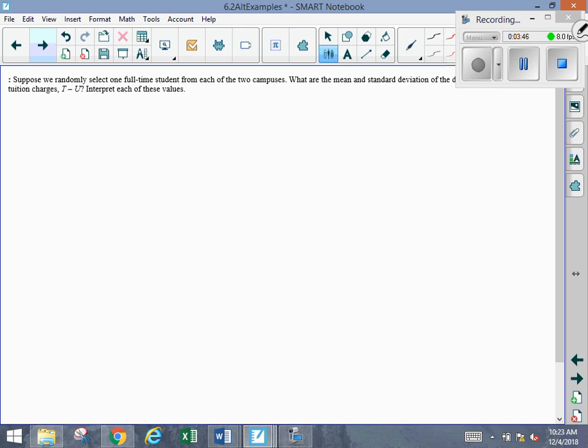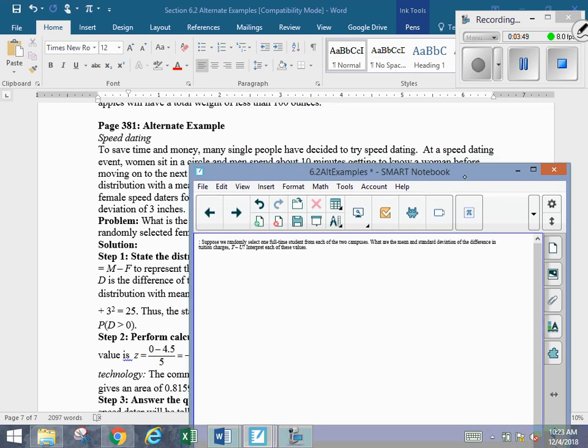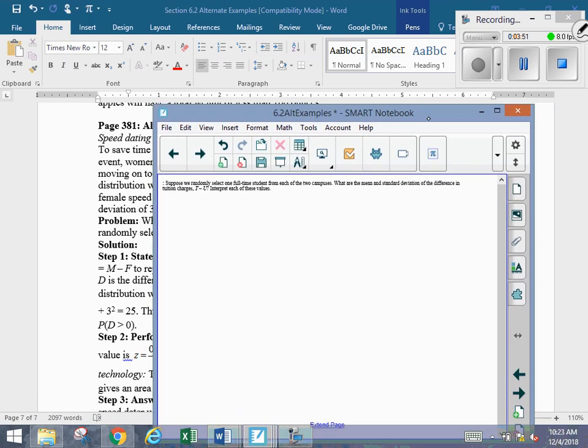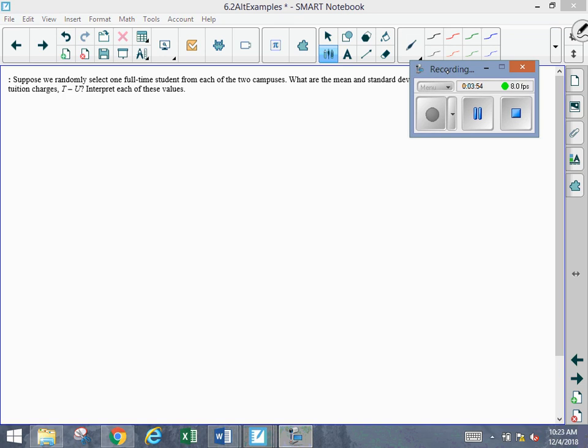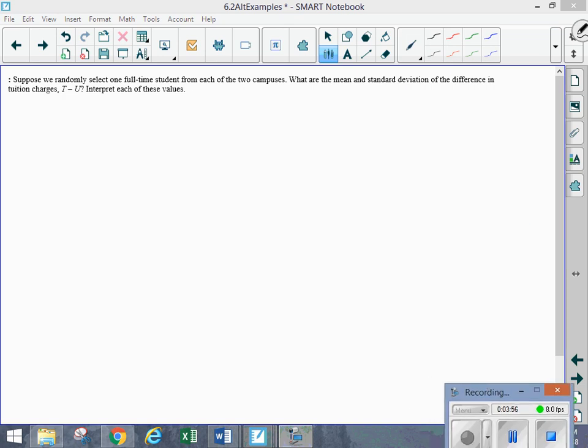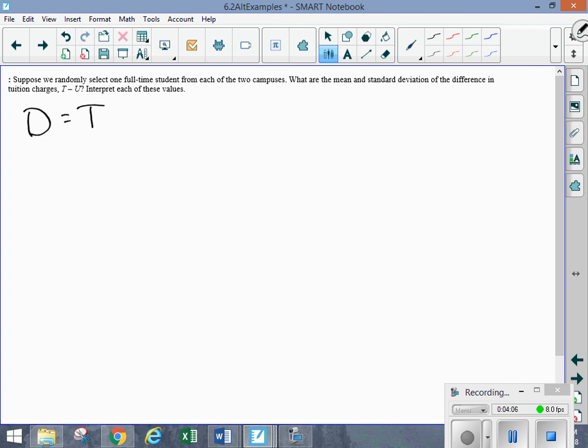So, what about the difference? Well, that was weird. Okay, so trying to grab this. What about the difference? So we'll define the new random variable D. Random variable D is going to be the difference between tuitions, right? And then we could say that the mean of random variable D is going to be the mean of random variable T minus mean of U. And this is where you have to be careful.